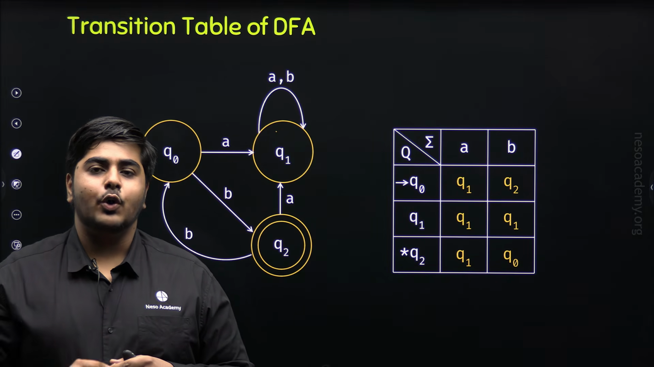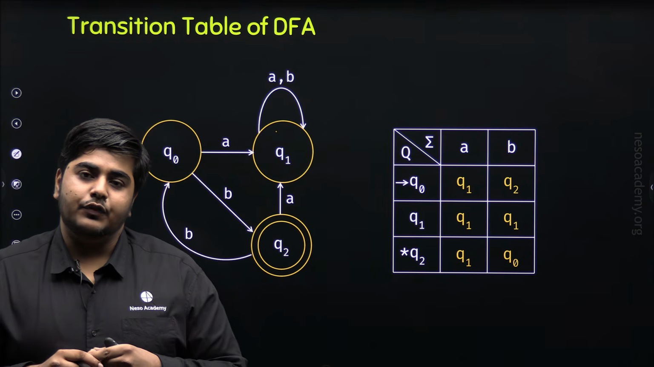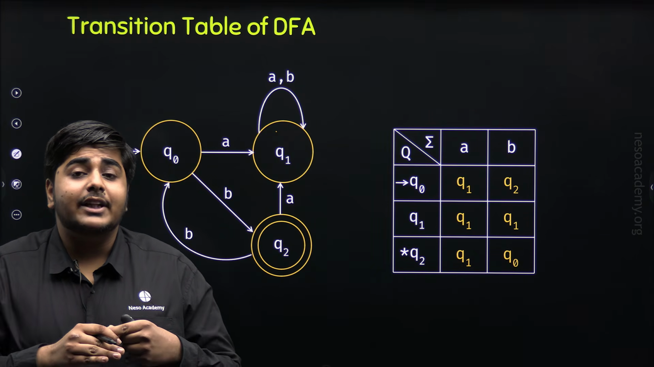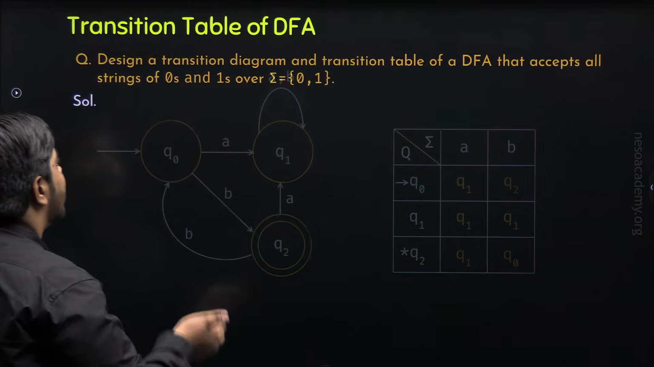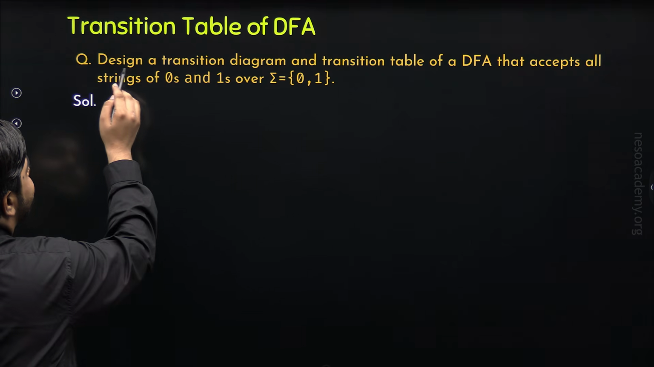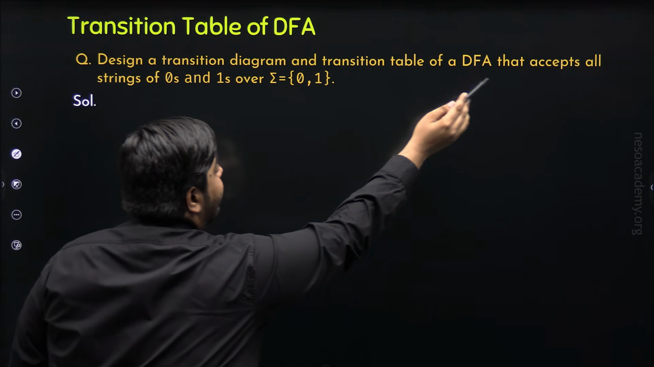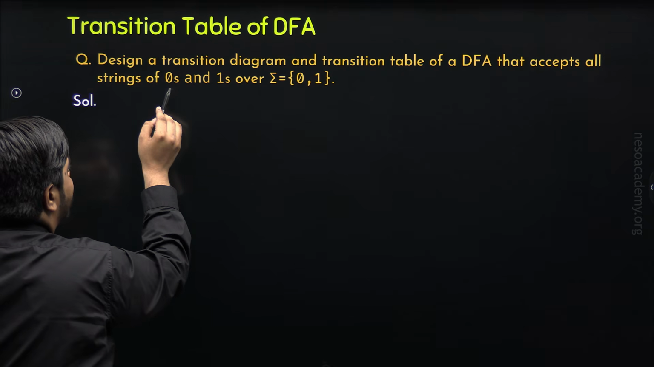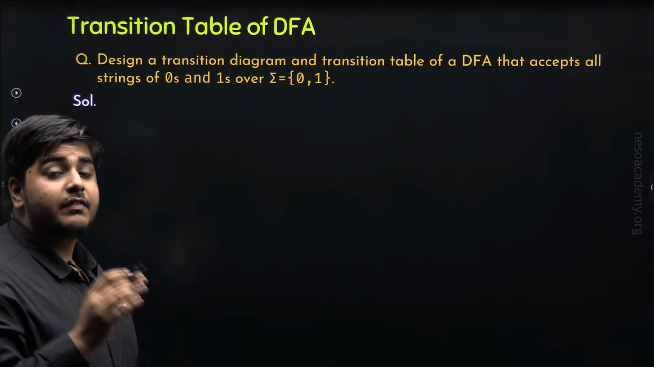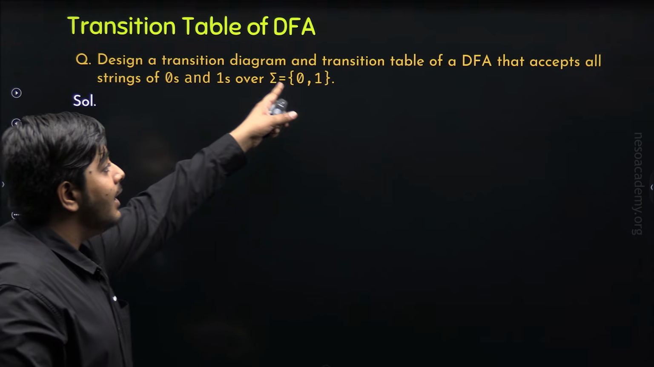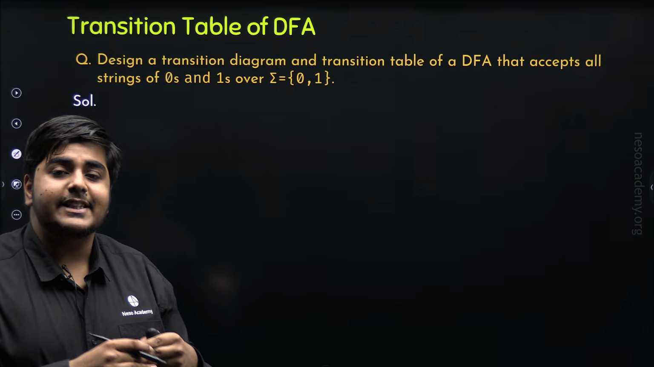Now we will solve one problem in which we will design a DFA, that is, the transition diagram of the DFA, and after designing the transition diagram, we will convert that into a transition table. So let's see the problem. The question is that we are required to design a transition diagram and a transition table of a DFA that accepts all strings of zeros and ones over sigma equals {0, 1}. That means we are required to design the transition diagram and transition table of a DFA that will accept any combination of 0 and 1.